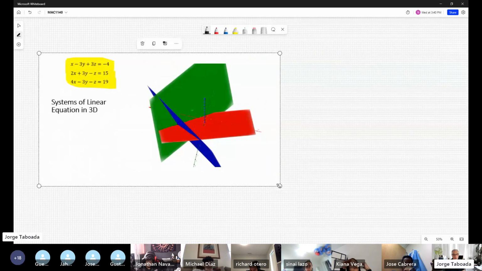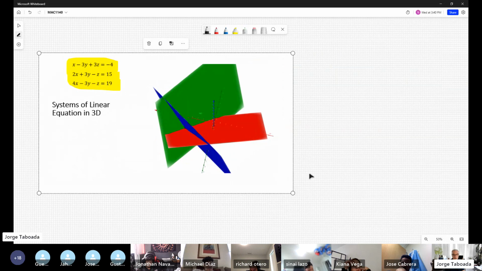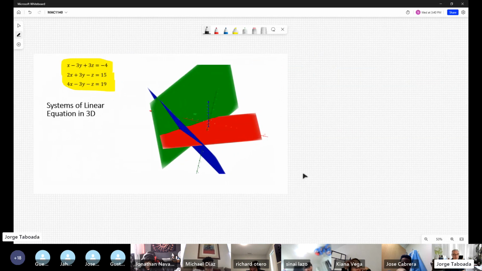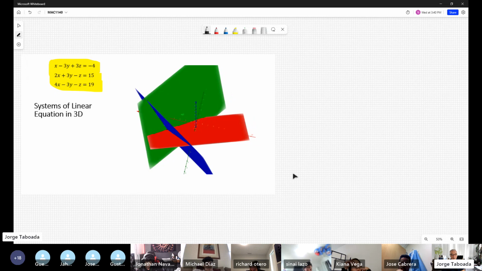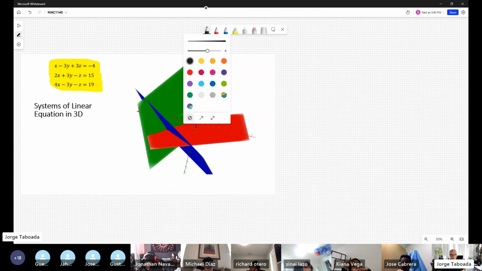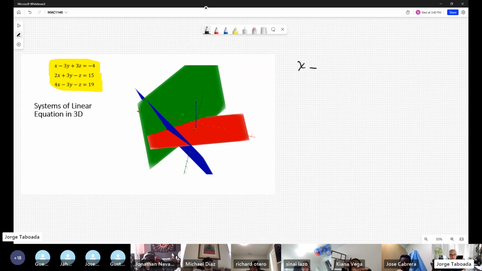Okay, I want to copy you again. We are solving our first system in 3D. It is x minus 3y plus 3z equal negative 4. And this is my equation that I want to call number 1.